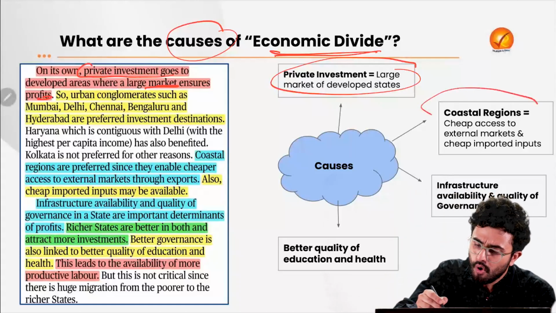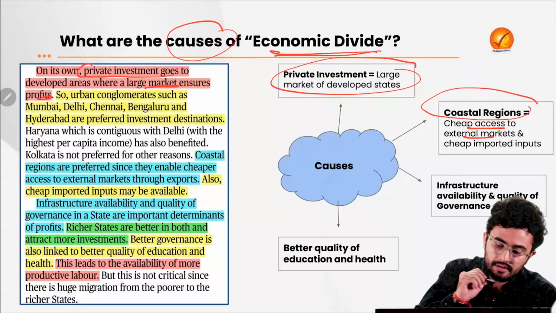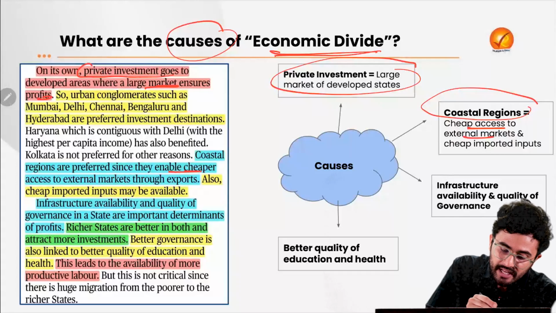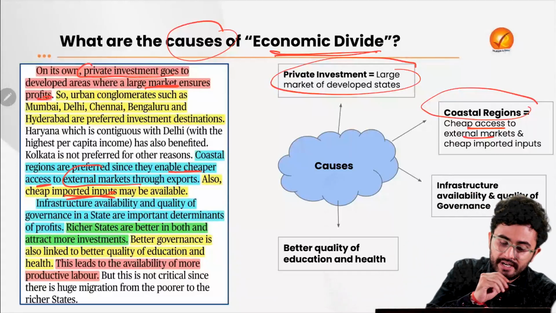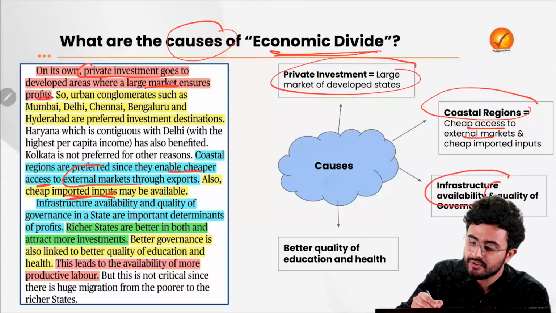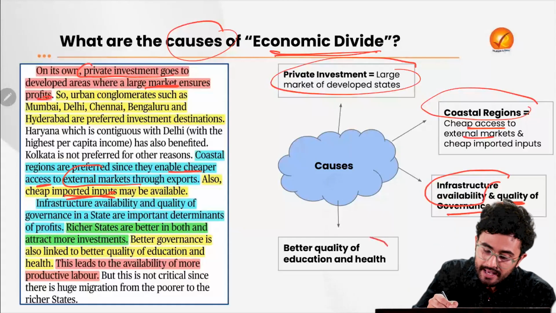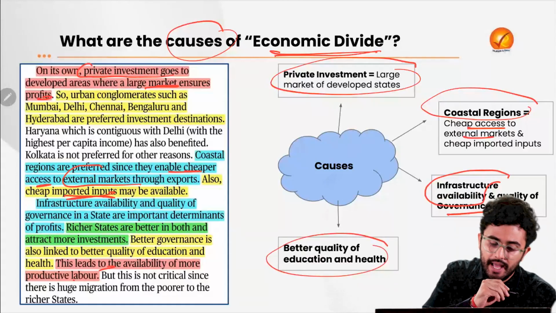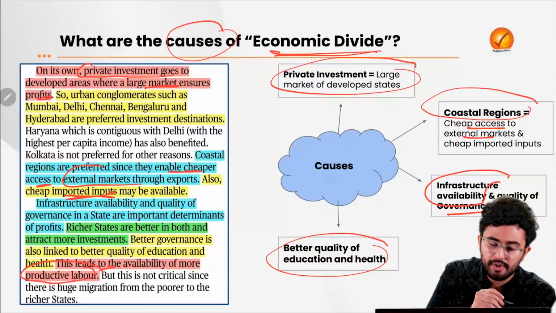Second is, because of these coastal regions, these states have cheap access to the external markets through exports as well as cheap imported inputs. Then there exists infrastructure availability and good quality of governance in this region, as well as better quality of education and health. So obviously that will lead to what? A more productive labor force.